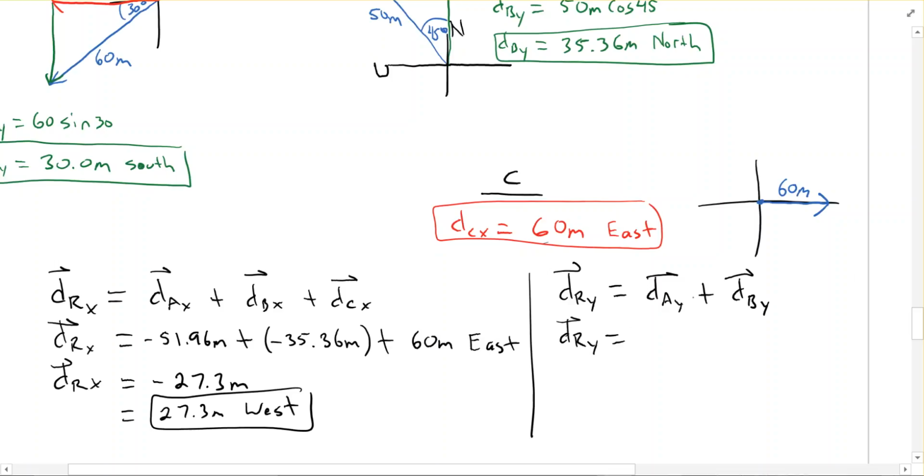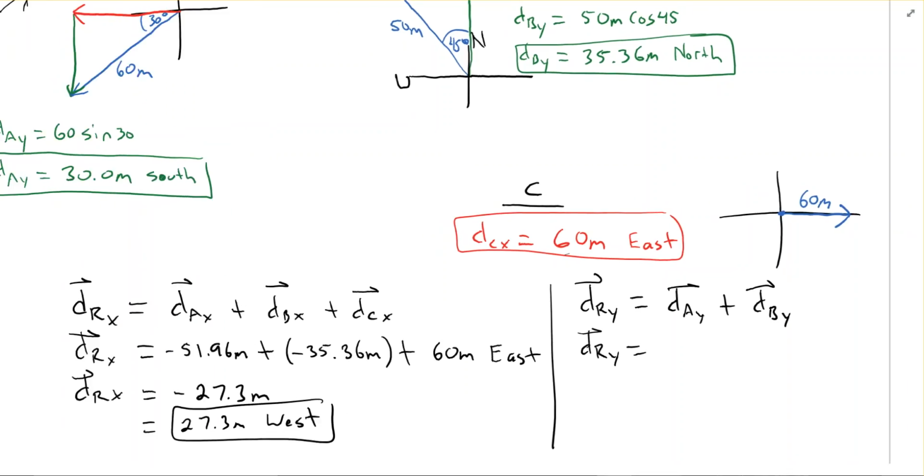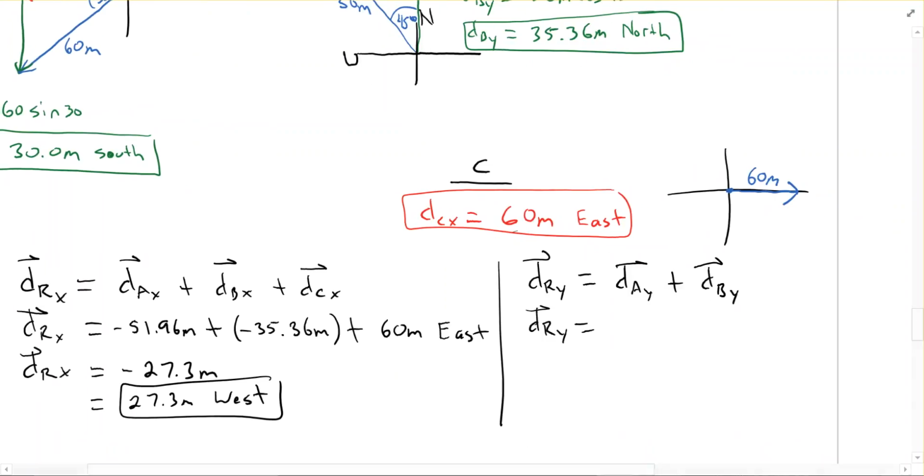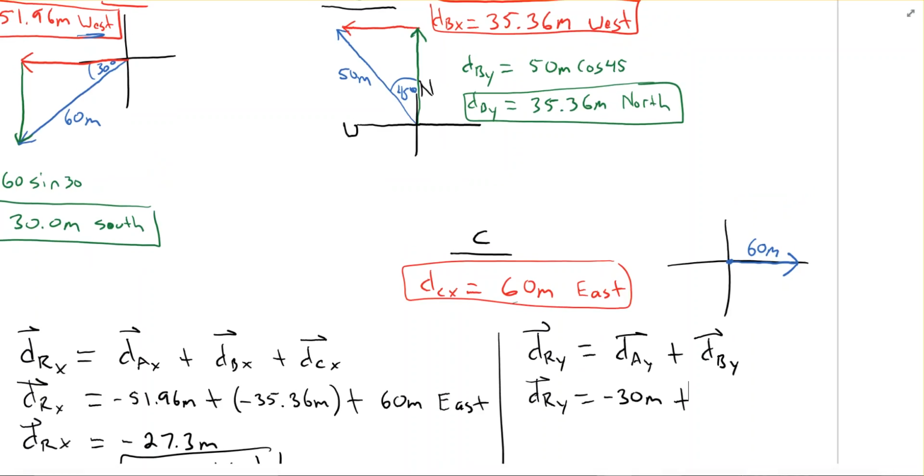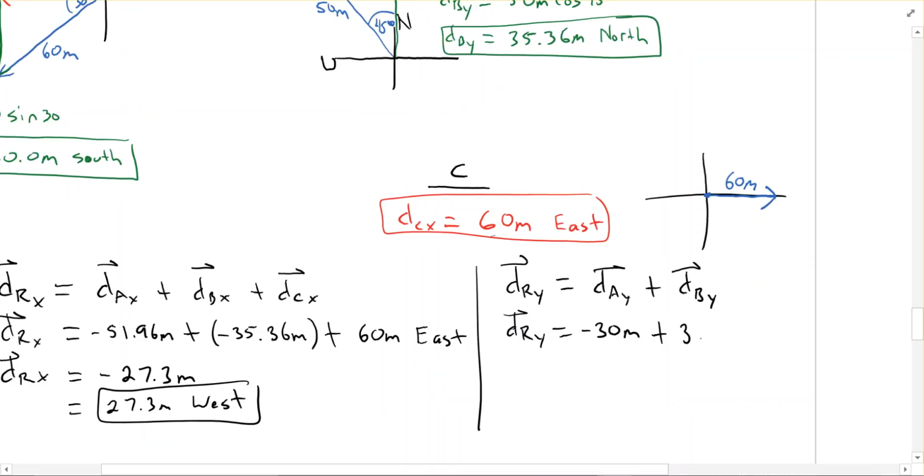is equal to, the y component of the first one was 30 meters south, so that's going to be negative 30 meters. And then plus, and this was north, so it's going to be plus 35.36. So this is going to be our y, just 5.36 in the positive direction, so that's going to be north.